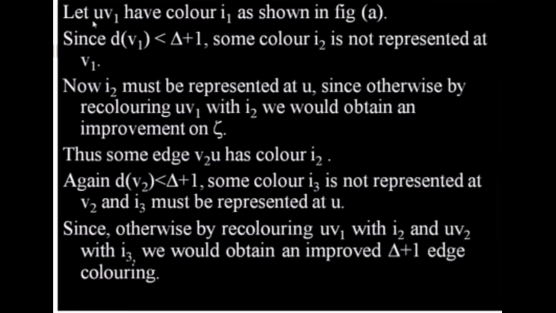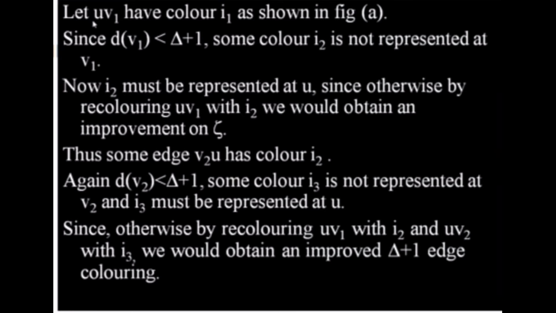Let UV1 have color i1 as shown in graph A. Since the degree of V1 is less than the maximum degree of the graph plus 1, for any vertex in G, the degree of V is less than Δ plus 1. We used Δ plus 1 colors, so certainly some color i2 is missing at V1. Some color i2 is not represented at V1.